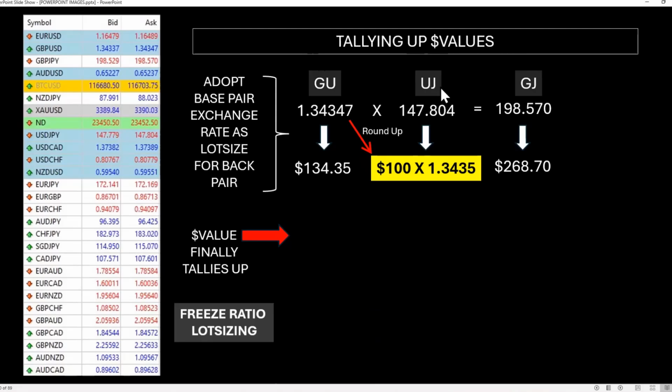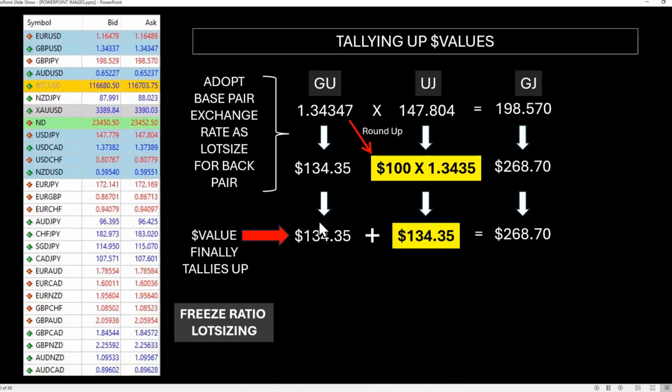So the mini lot that you have to trade, this will be 1 mini lot. This, as you know, is 1 mini lot, but this will not be 1 mini lot anymore. This will be 1.34 mini lots, identical to the exchange rate of the base pair. And if you do that, this will be 134.35. We'll round it up. Just round this 4 up to 5. You always round up.